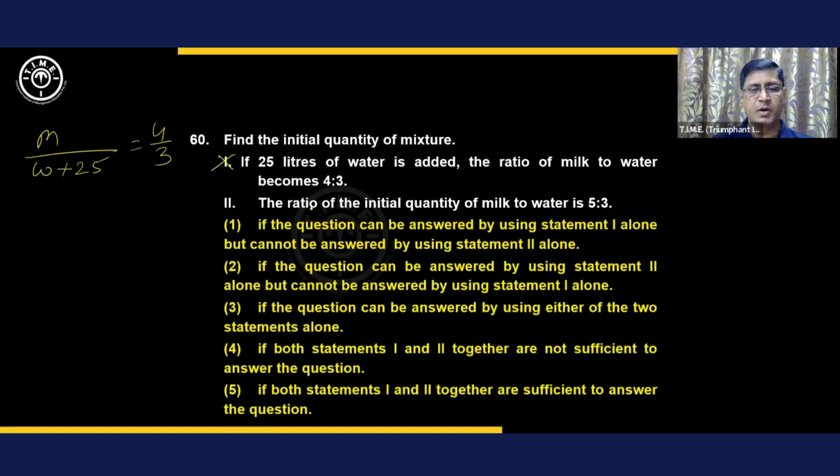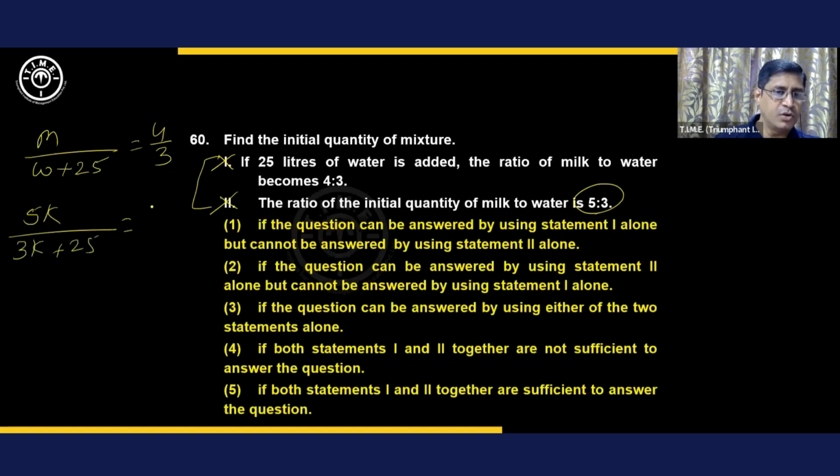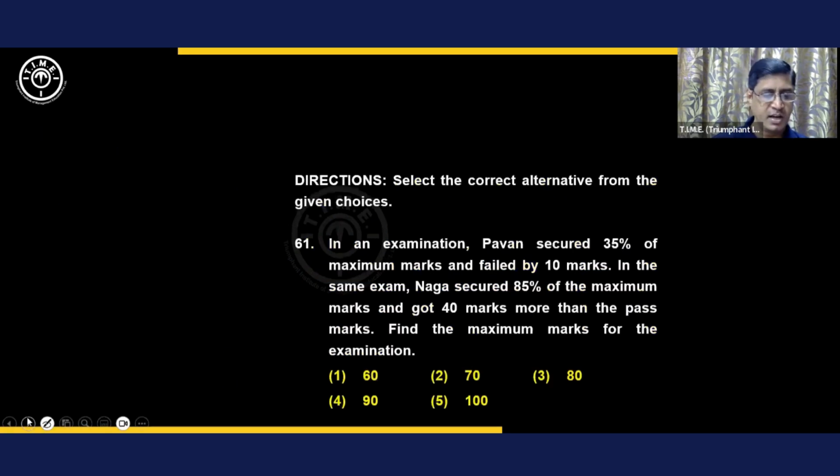So one is insufficient. The second statement: the ratio of the initial quantity of the milk and water is 5:3. Now it is also not possible, because the ratio given is the simplest form of the original values. Now combining both the statements, 5K by 3K plus 25 is equal to 4/3. Solving this, we get the K value. By using that, we can find the initial quantity. Combining both the statements, it is possible to answer the question. So the right choice is option number 5. Fifth choice is the correct answer.